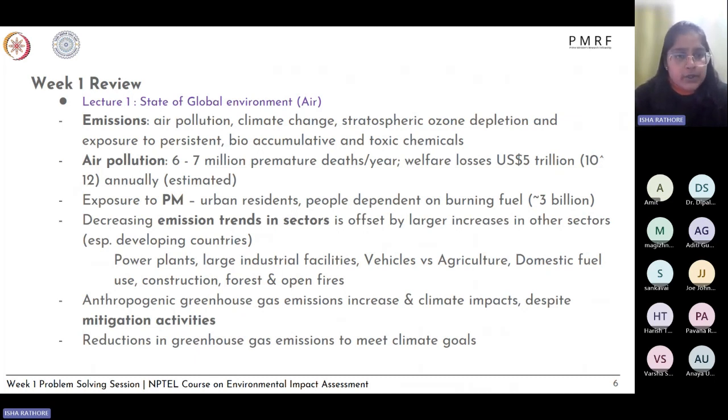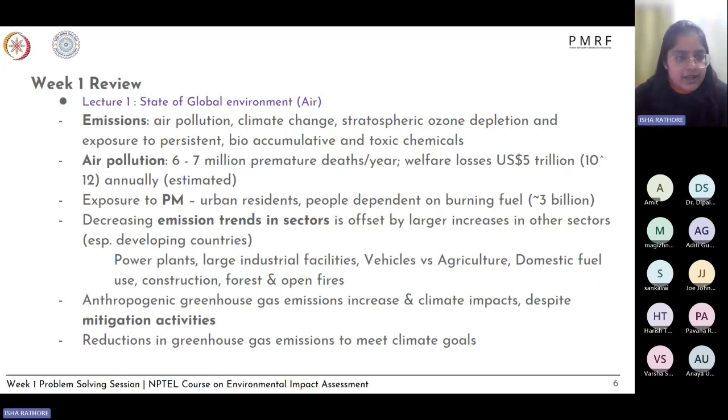Exposure to PM, or particulate matter, is especially prominent in urban areas and affects urban residents. It also affects people who are dependent on burning fossil fuels, some 3 billion people, for their daily activities like cooking food. We also looked at the decreasing emission trends in certain sectors, but the underlying factor was that these decreasing trends are being offset by increases in other sectors.